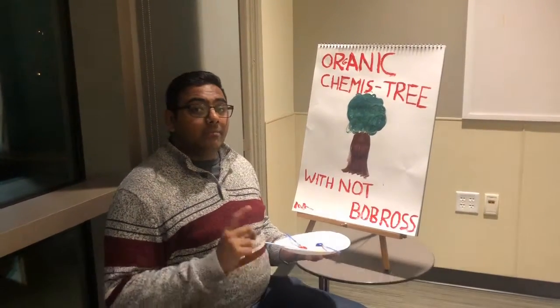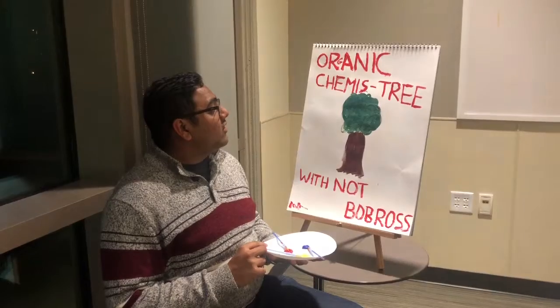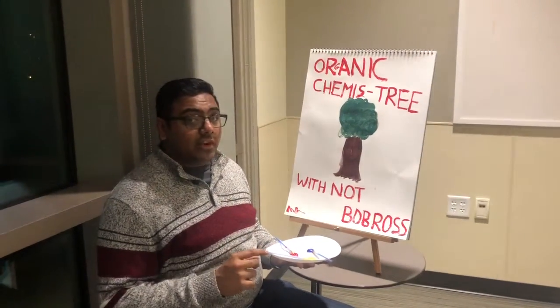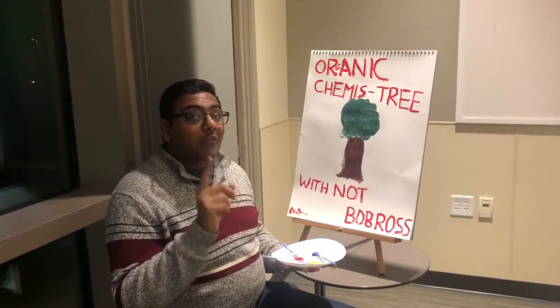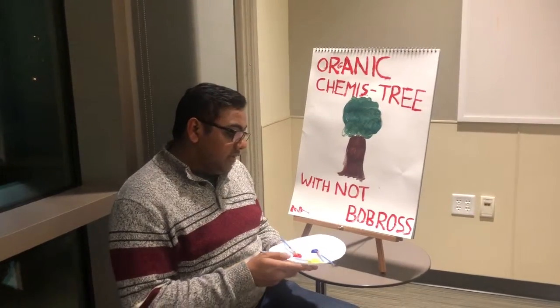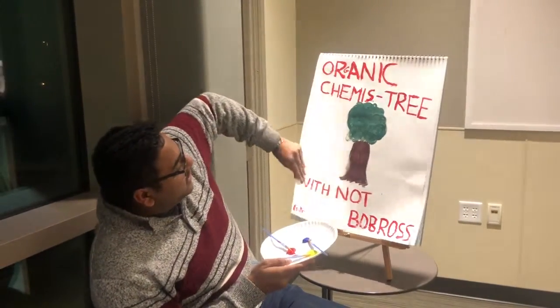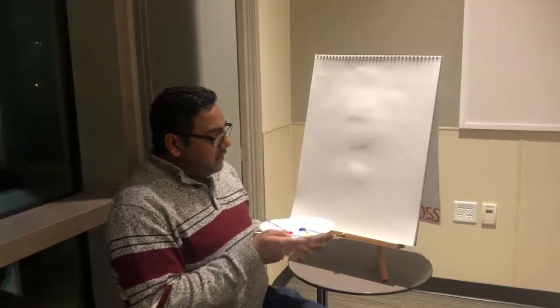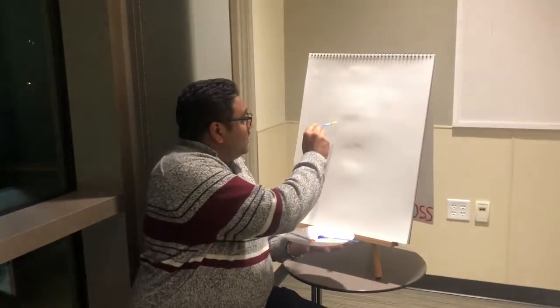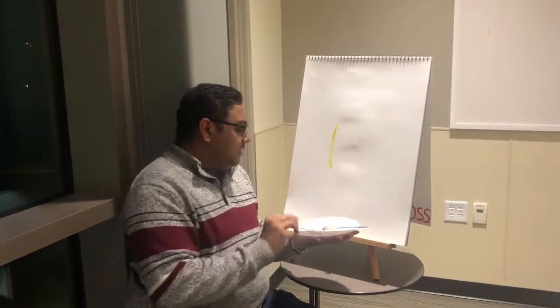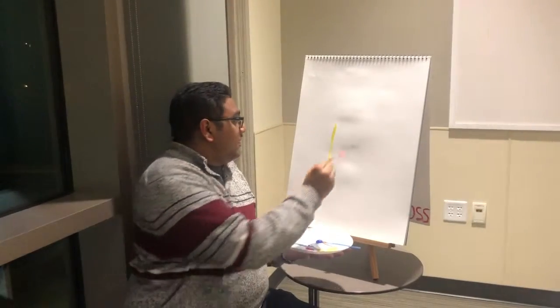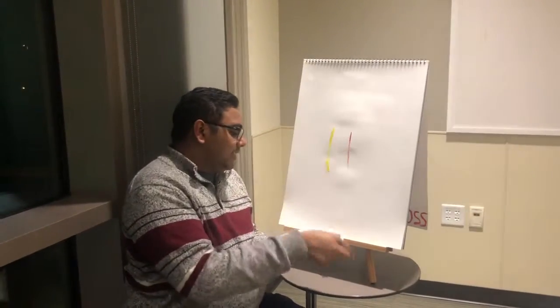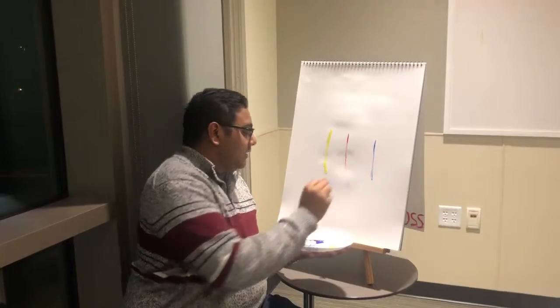But instead of the painting, we're actually going to talk about organic chemistry of paint. So paint has three main components. It has pigments, it has the binder, and it has the solvent.